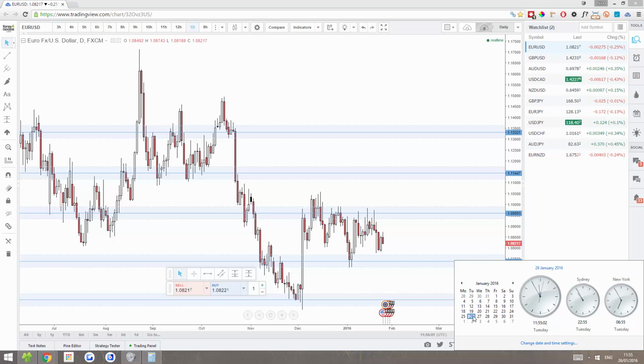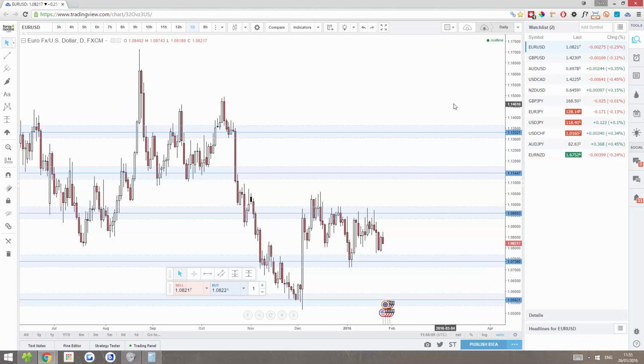It is currently Tuesday the 26th of January 2016 and it is 11:55 a.m. here in the UK. You're looking at a Euro USD daily chart. In this analysis, I'm going to be going through each and every pair I am focusing on this week, and I'm going to be looking at each time frame for that pair.